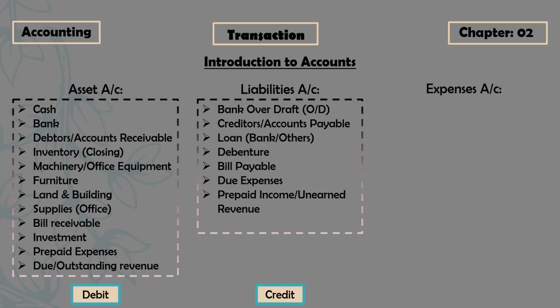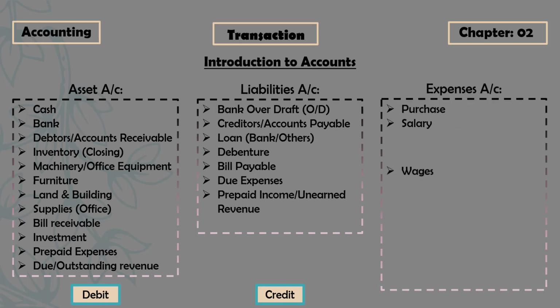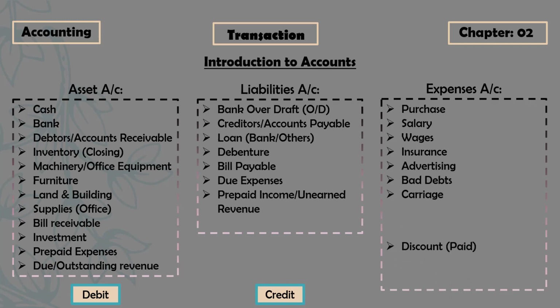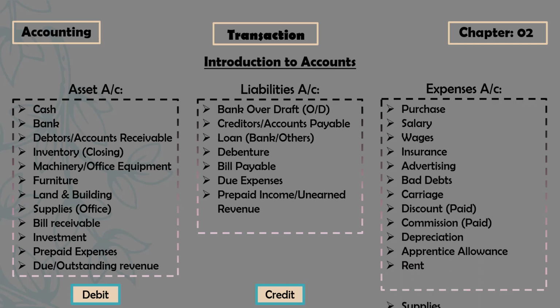Okay, let's see expense accounts. This is purchase account, salary, wages, insurance, advertising, bad debts, carriage, discount paid, commission paid, depreciation. Depreciation is a very important expense account. Please note very carefully so that you can remember them when it is required to solve math problems. Apprentice allowance, rent, supplies, and all expenses are debit.